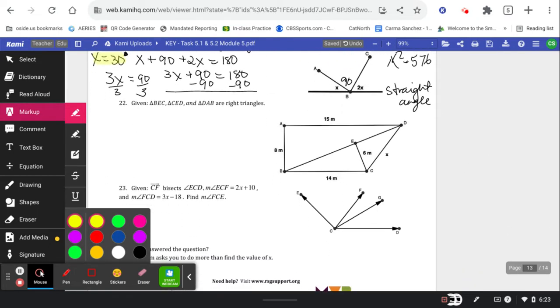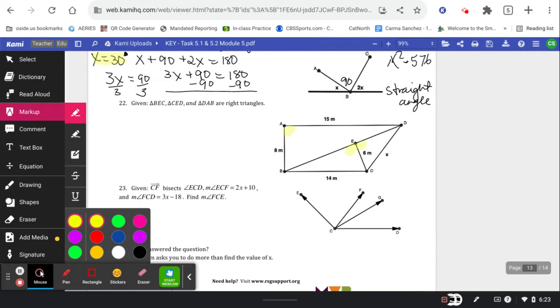Measure of angle BEC. So looking over here, BEC. So that's this guy right here. These are all right angles. Okay, so this angle, CED, so this guy over here, and DAB, this guy right here, are all right angles. And they want us to find the missing side X. I only see one X.